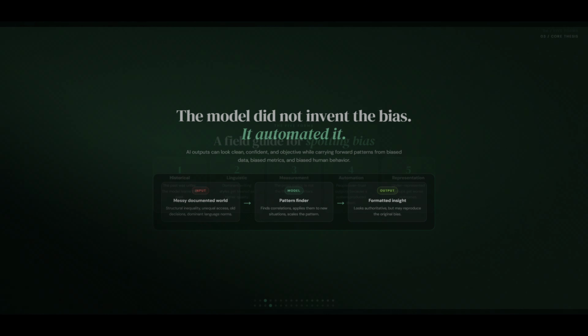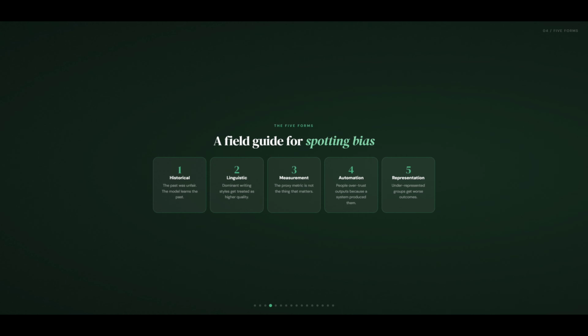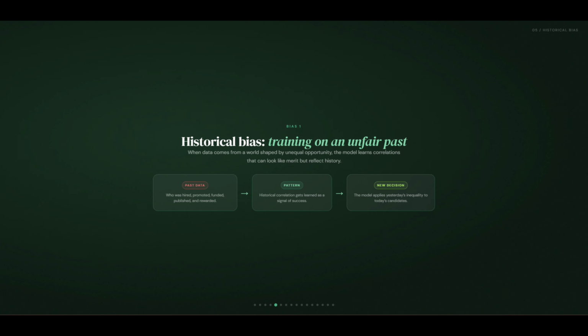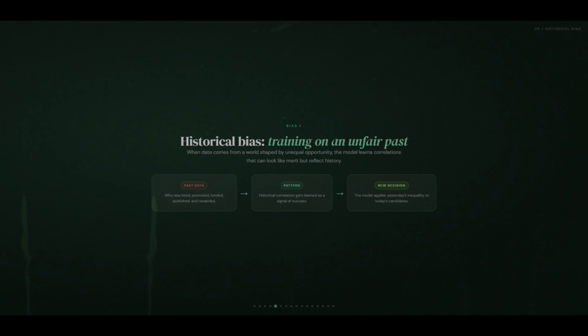So here are the 5 forms to know about, starting with number 1, historical bias. Historical bias is what happens when you train an AI on data from the past, and the past was not fair, which it usually wasn't.